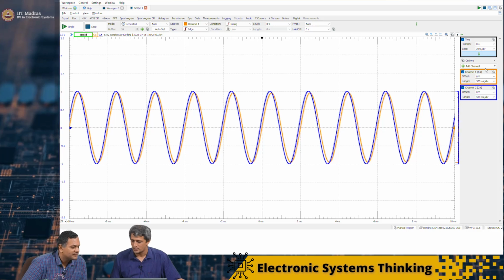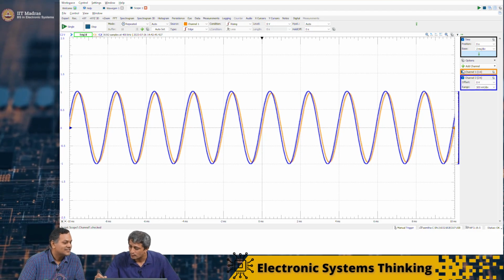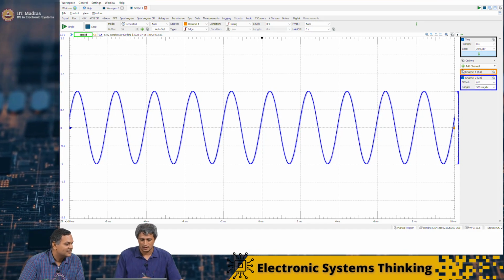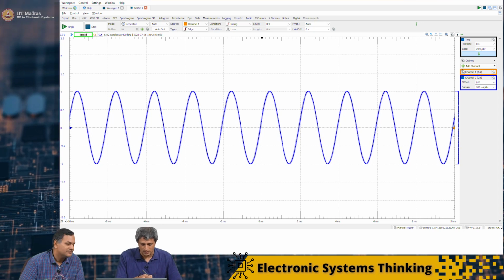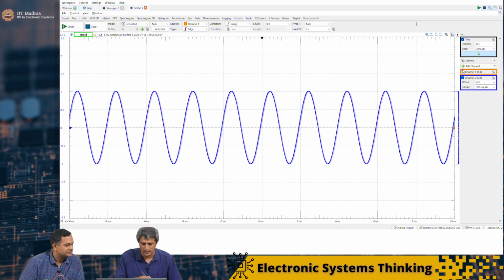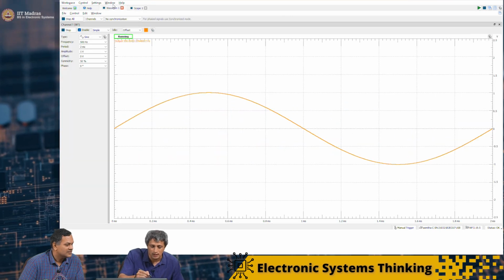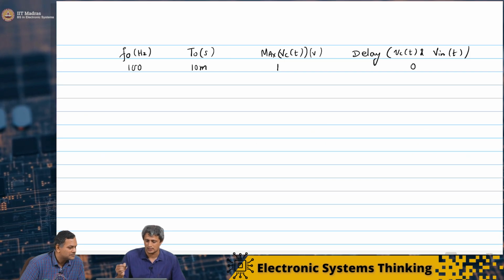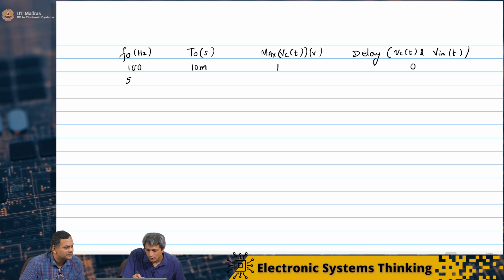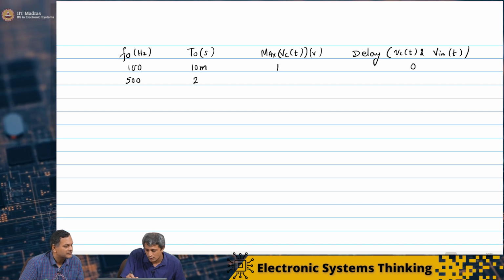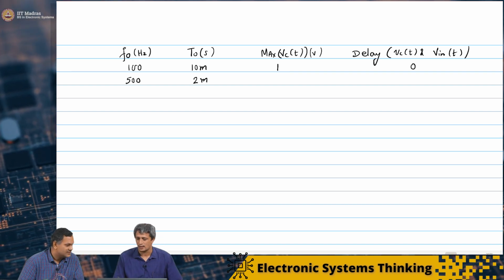Perfect. The blue again is the input. I can turn it off. This is 1 volt max peak value, and it has a time period of what? 2 milliseconds. Is that right? Yes. So this is 500 hertz, 2 milliseconds.